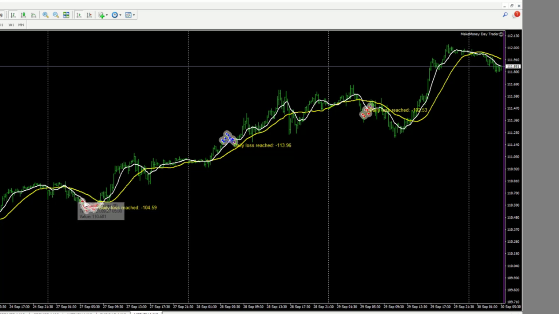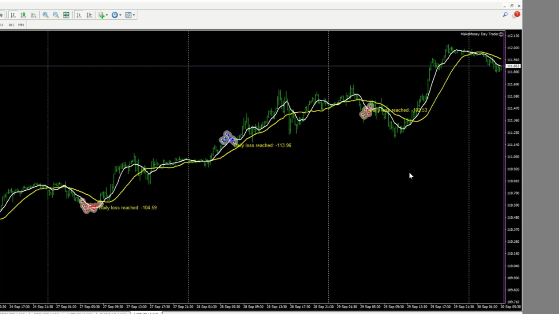You can see there's the trend. It started selling in the direction of the trend, but too late. There's the trend. It got selling into the direction of the trend. It's too late. There's the trend down. It got selling in the direction of the trend, but too late. If it started earlier, it would have been a little bit more successful.